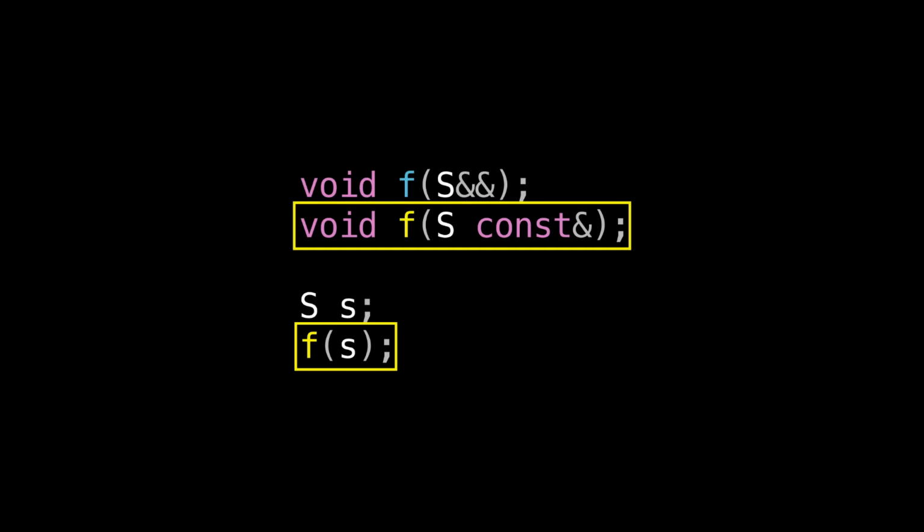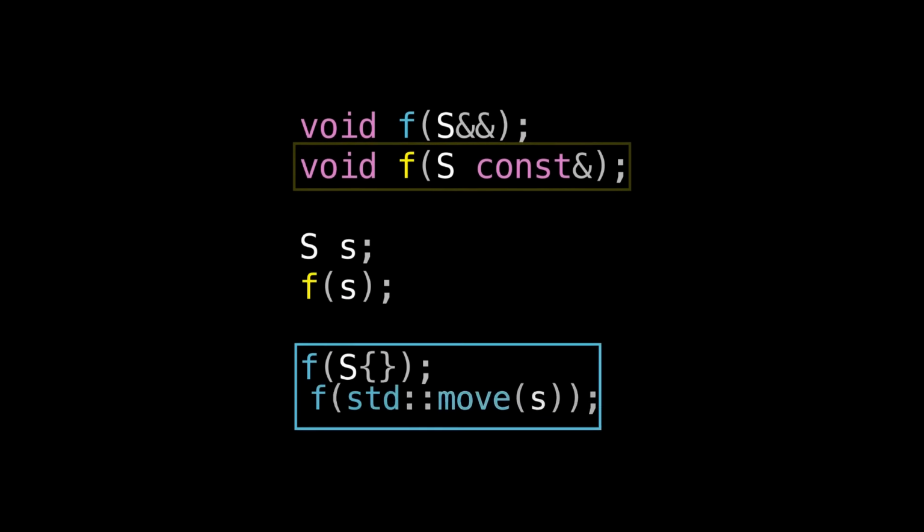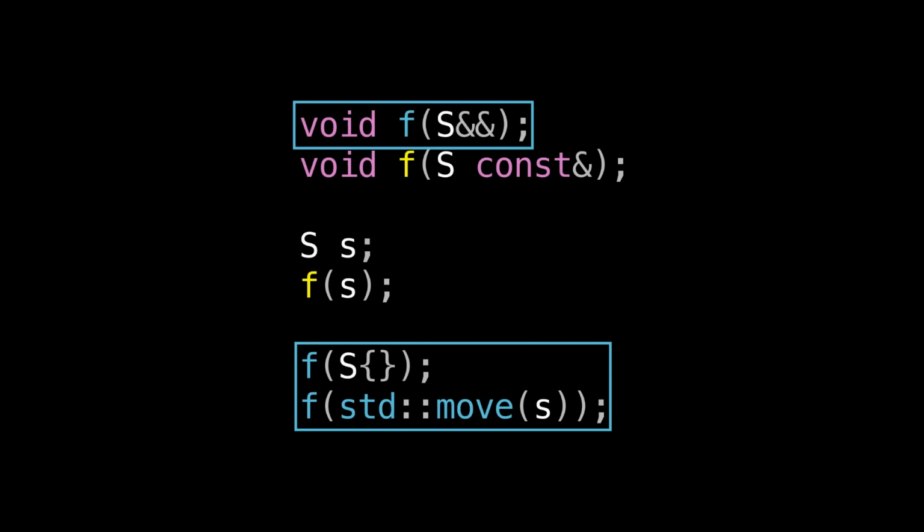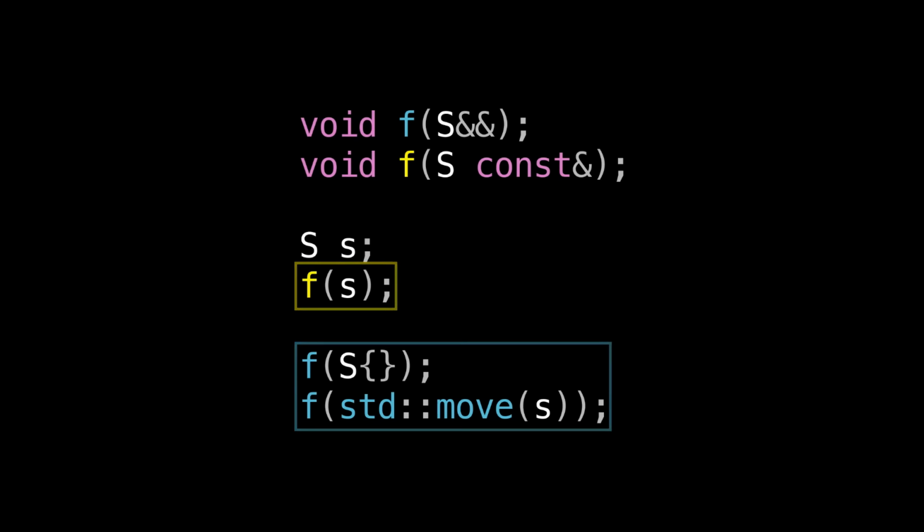But if I call f with a PR value or an X value, it will call the R value reference overload. It could call the L value reference overload since const L value references can bind to R values, but the R value reference overload is a better match according to the overload resolution rules, so that one wins. So having these two ways of passing parameters actually ends up calling two different functions. And move semantics is when I do different things in those two functions. More on that in a second.